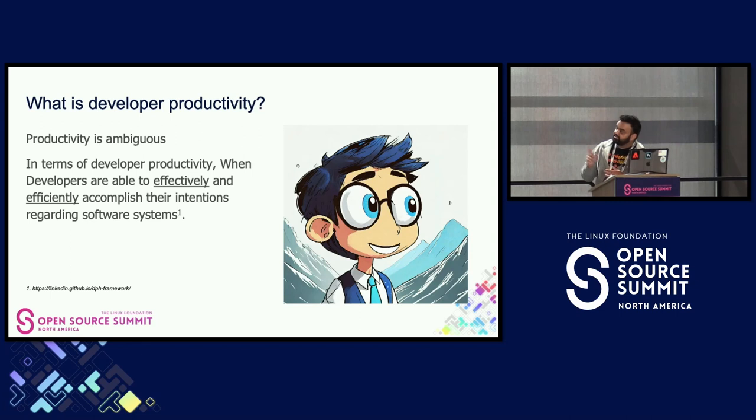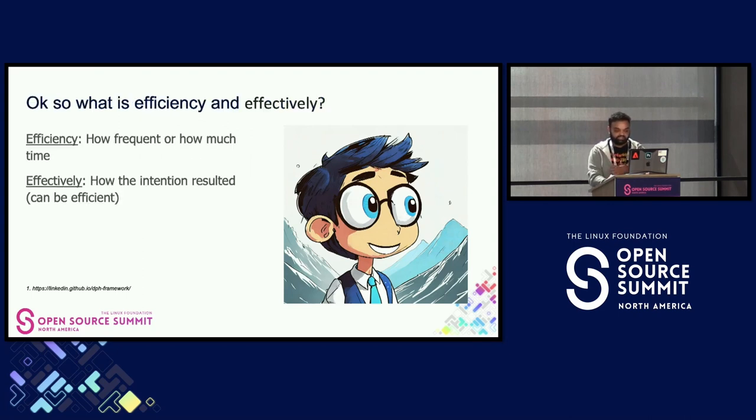Just be mindful, they are highlighting two words, effectively and efficiently. Now, what does effectively or efficiently mean? Efficiency is always related to the frequency of doing a task and how much time you take to complete that task. So in terms of software development, you need to measure how frequently you are able to contribute and what is the overall time taken. Now, effectively is about intention: whatever you wanted to carry out, whether you were able to do that or not. It can be the case that you are efficient in deploying software into production, but what if you are introducing too many bugs or there are so many outages? Then you are not effective, but you are efficient. So that's what we are saying.